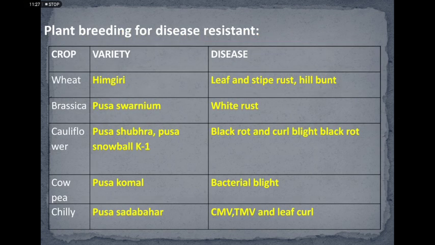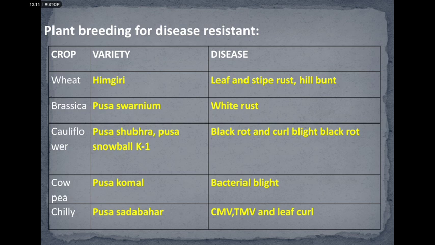Then through these procedures, we produce many plants for disease resistance. Here are some plants with various kinds of disease resistance. In the case of wheat, the variety's name is Himgiri. They are resistant to leaf and stem rust, hill bunt. We know that rust is a disease caused by fungi. So, such a pathogenic effect can be decreased by crossing different varieties together.